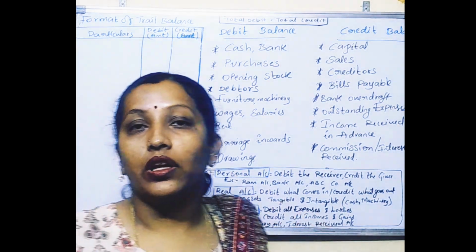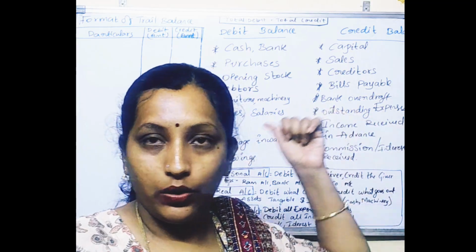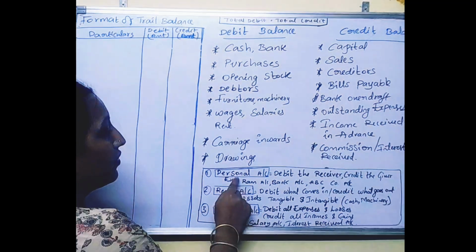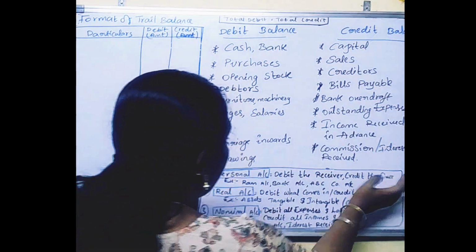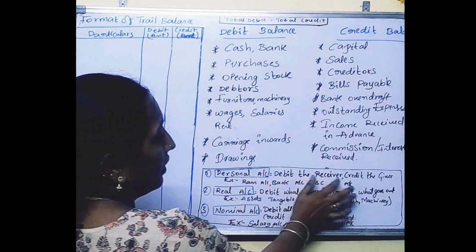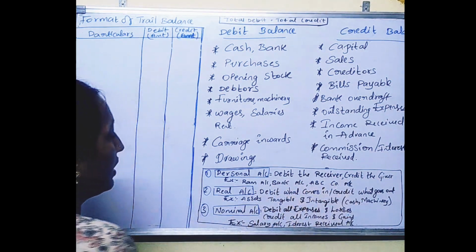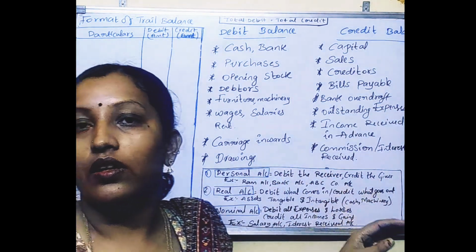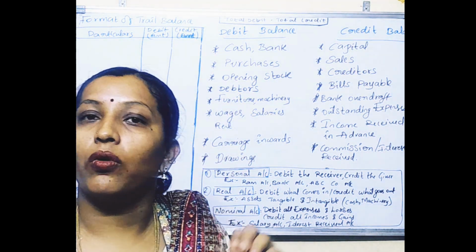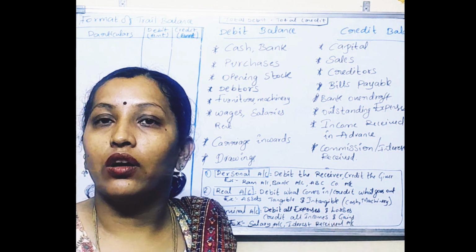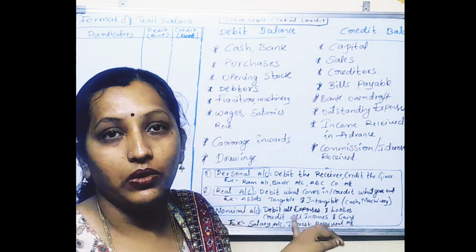Okay, now you know the three golden rules. Based on that, while explaining, I will do the entries, right? Please see once. Personal account: debit the receiver, credit the giver. Ram account, bank account, ABC company account all come under the personal account, because it is a company name or a person's name, so we call it a personal account. Debit the receiver, credit the giver.